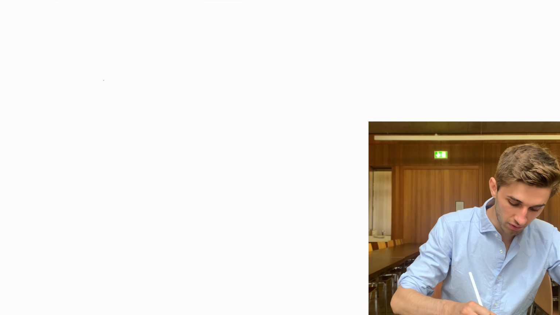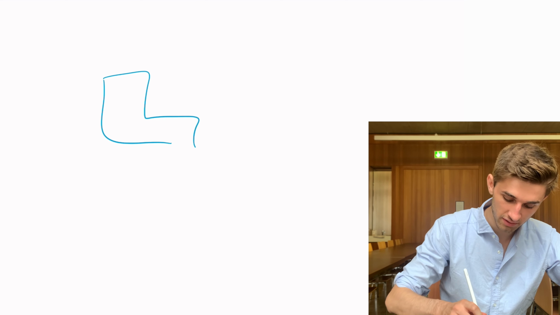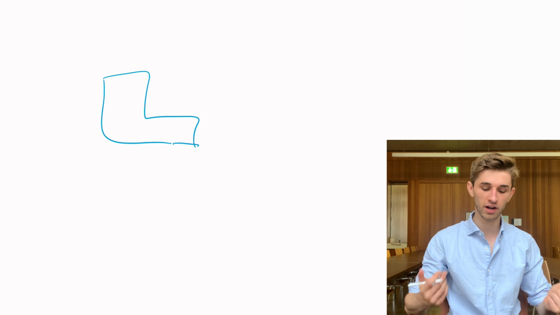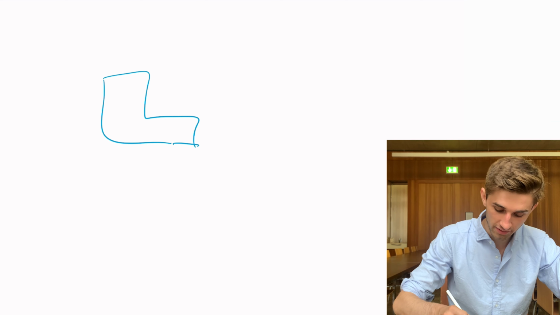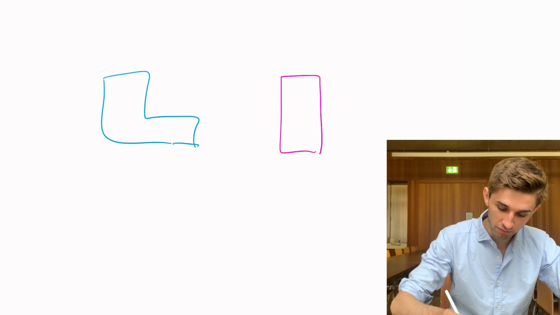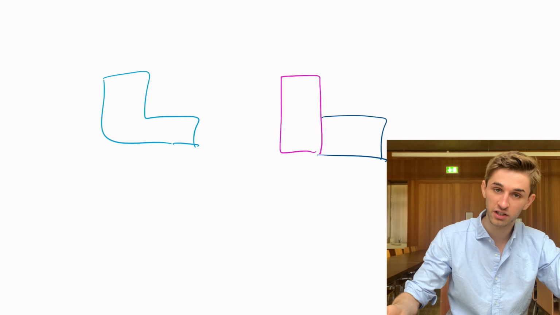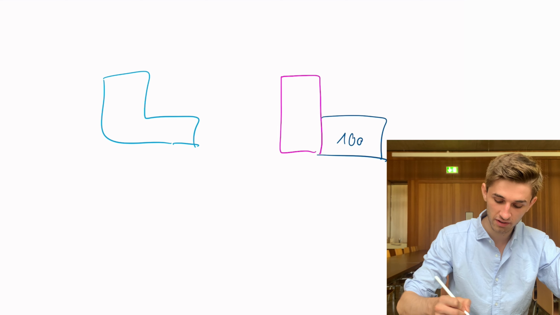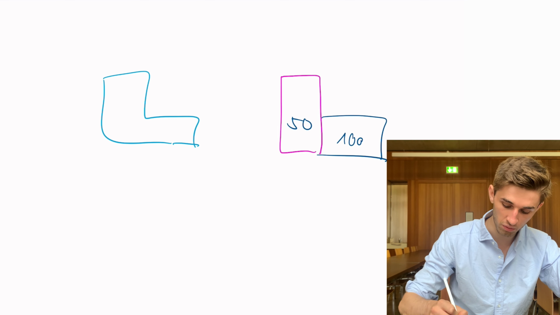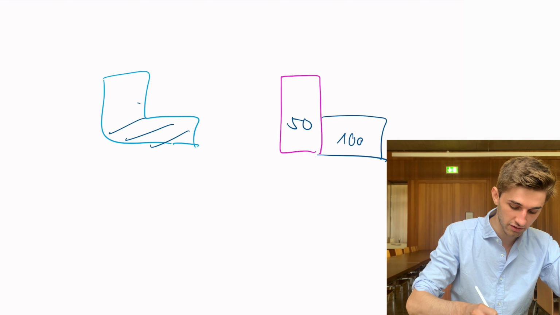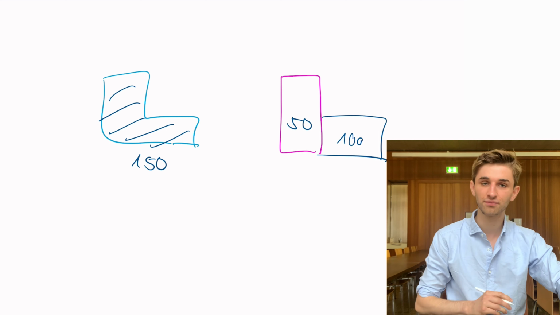You have this cash flow, which might look very complex. And then you try to understand, how can I replicate this cash flow? And maybe you find an asset that looks like this, and you find an asset which looks like this. You know that the price of this is 100, that the price of this is 50, so you know that the price of this has to be 150.